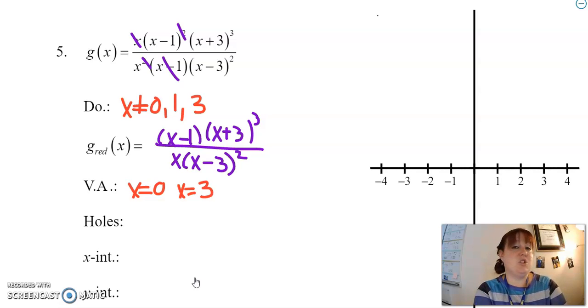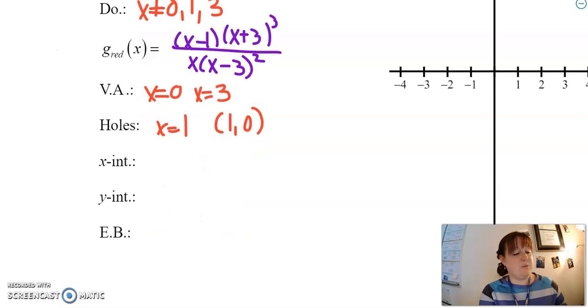Then what is no longer there that was there before? Well, 1, right? X equals 1 was there but isn't anymore. So we have a hole at x equals 1, but we need to find the rest of the hole. We have to find the other part of the hole. So we have to plug 1 back into the reduced function. And this one gets easy too, because if I plug 1 into here, 1 minus 1 is 0, times 4 cubed over 1. None of this matters because 0 times anything is 0, and then 0 divided by anything is 0. So my hole is at 1, 0.